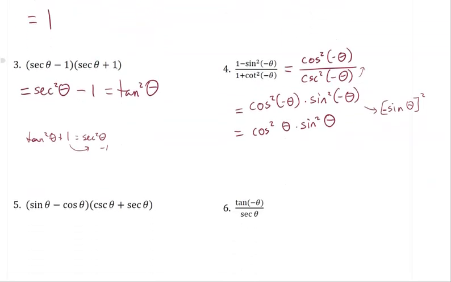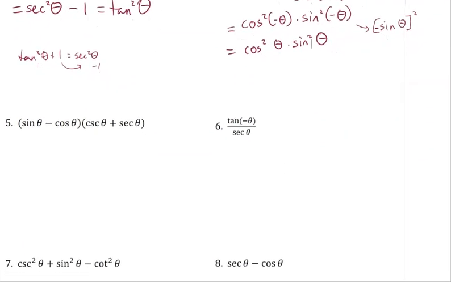Next one, so we have sine theta minus cosine theta times cosecant theta plus secant theta. We need to change the cosecant and the secant to be in terms of sine and cosine. We can either do that now or we can multiply and then do it. I'm going to recommend that we do it now though, because it's going to simplify our multiplication process.